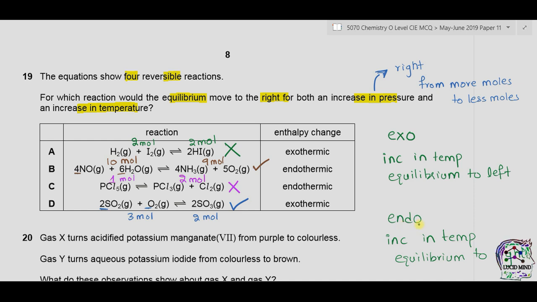This is because in an endothermic reaction, heat is absorbed by the reactants to convert into products. So therefore, increase in temperature will lead to the forward reaction and more product is formed. So for equilibrium to move to the right, the reaction should be endothermic, not exothermic. Correct answer is therefore B.